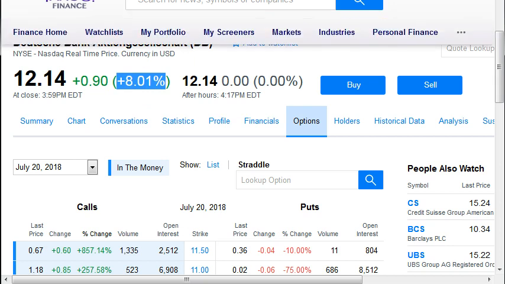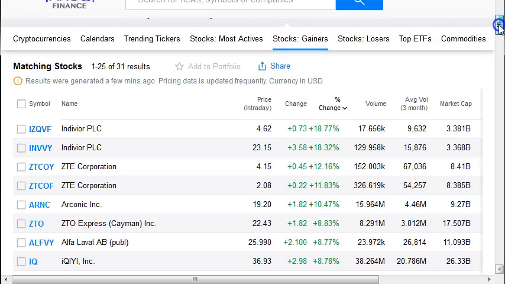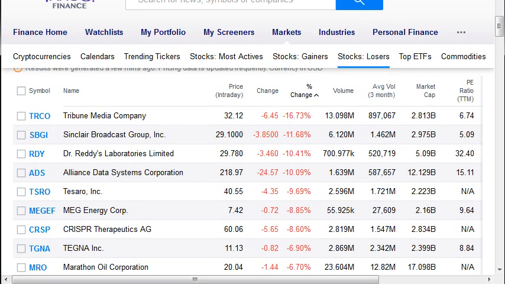So let's look at a company that is going down. Now I'm going to go back to the stock screeners, and we're going to look at the losers for today. The losers for today are looking like this. These are the losers for today. I'm sorting on percentage change.